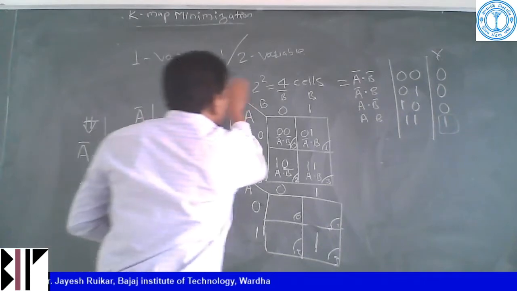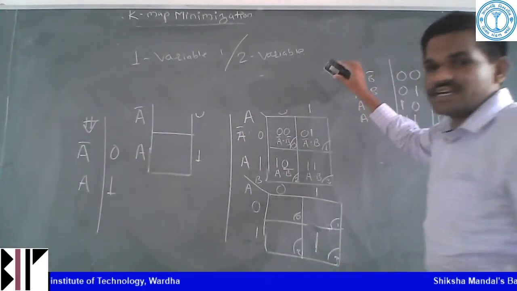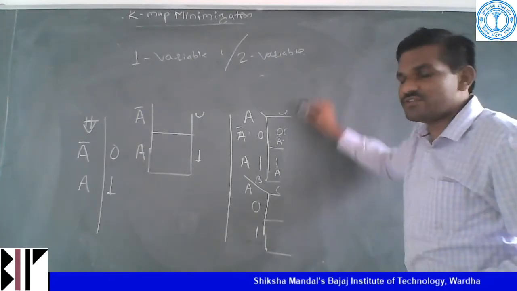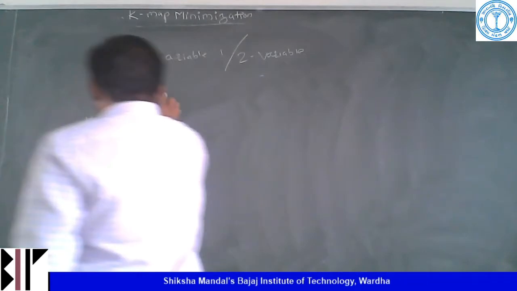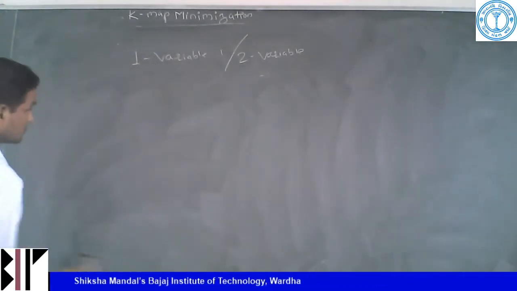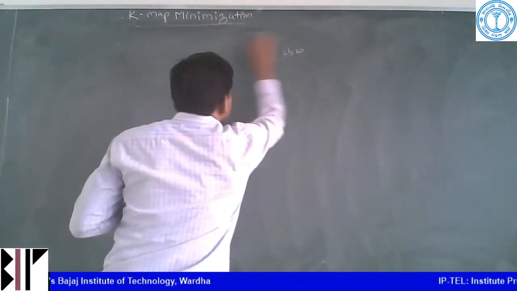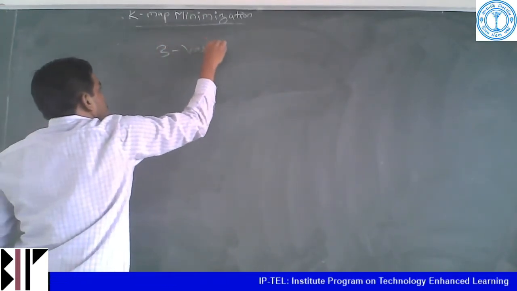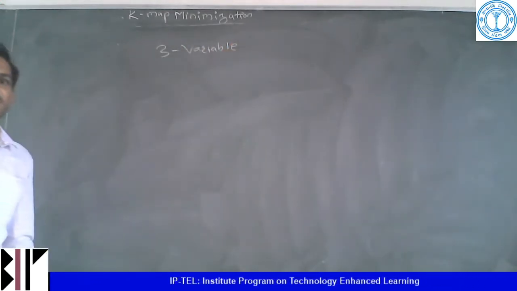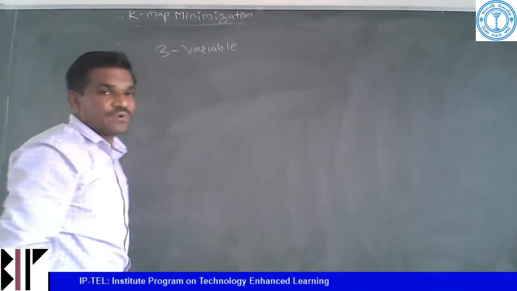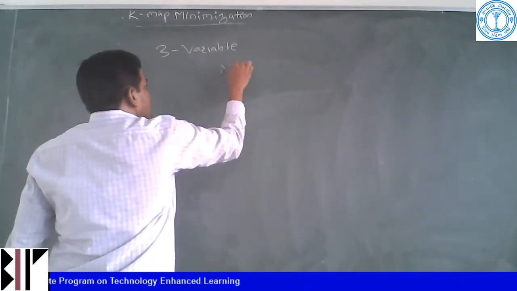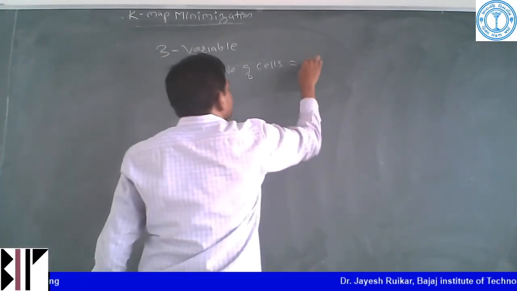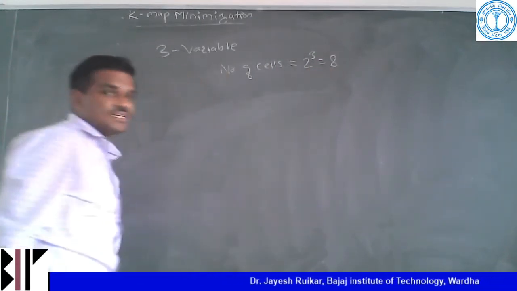Now I will explain about the three variable K-map. Okay, just write it down in your notebook. Just pause this video and then write it down. Three variable K-map. Three variable K-map means how many cells do we require? Number of cells? How many? 2 raised to 3. That is 8 cells. Okay.